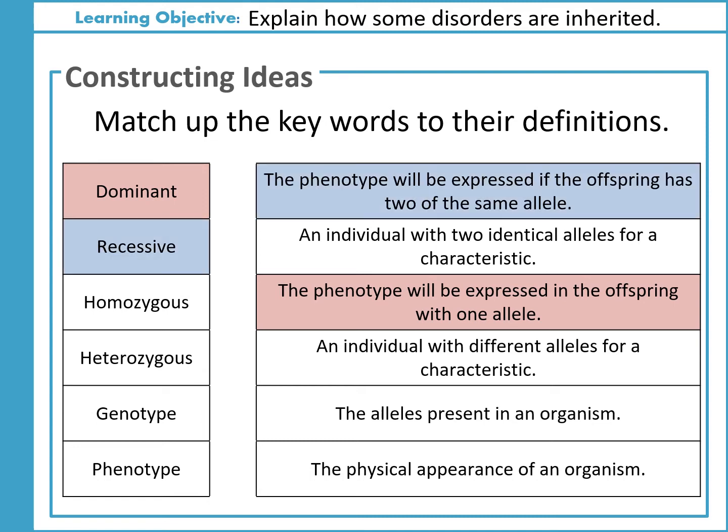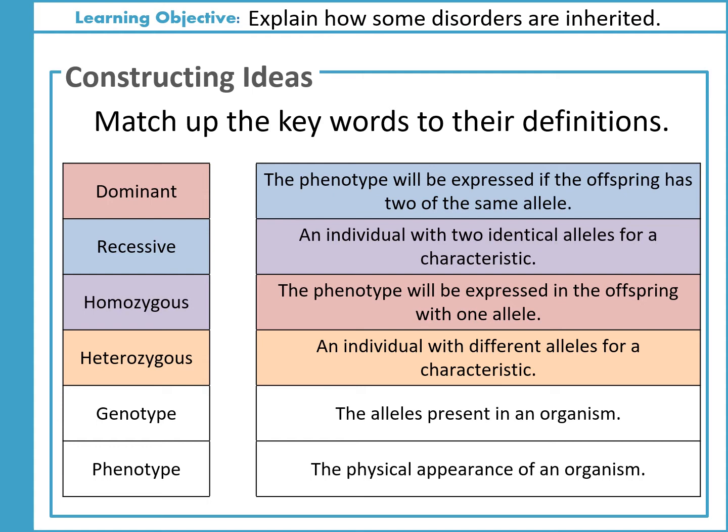Recessive. You're only going to have that characteristic, say blue eyes, if you inherit the same allele from both of your parents, so you have two copies. Homozygous, remember homo meaning the same, means that you have identical alleles for a particular characteristic. So again, we could say that someone with blue eyes is homozygous for eye colour because they have two blue alleles, one inherited from each parent.